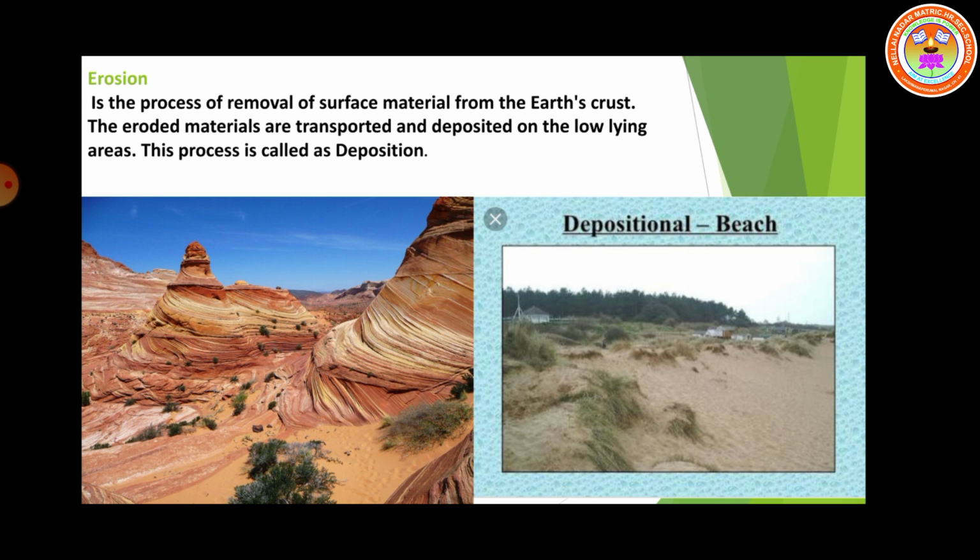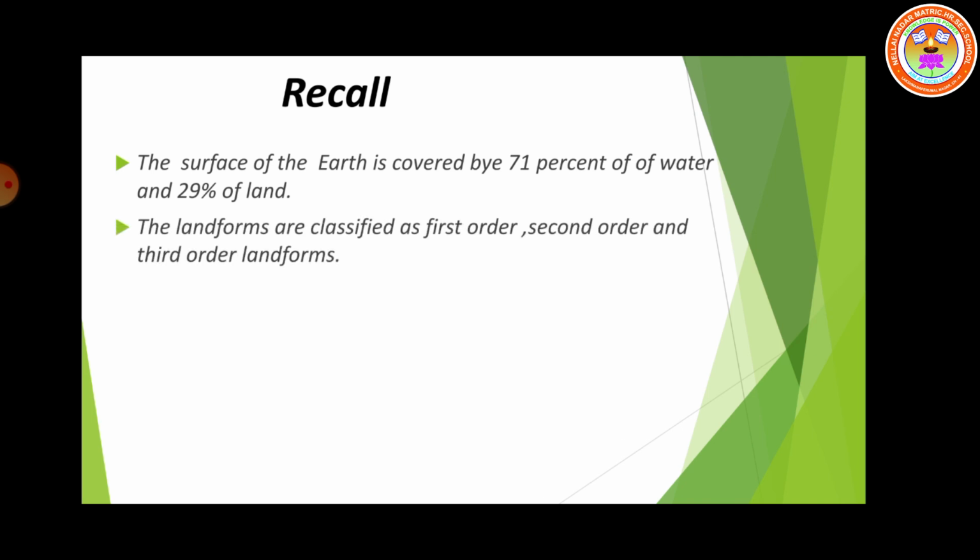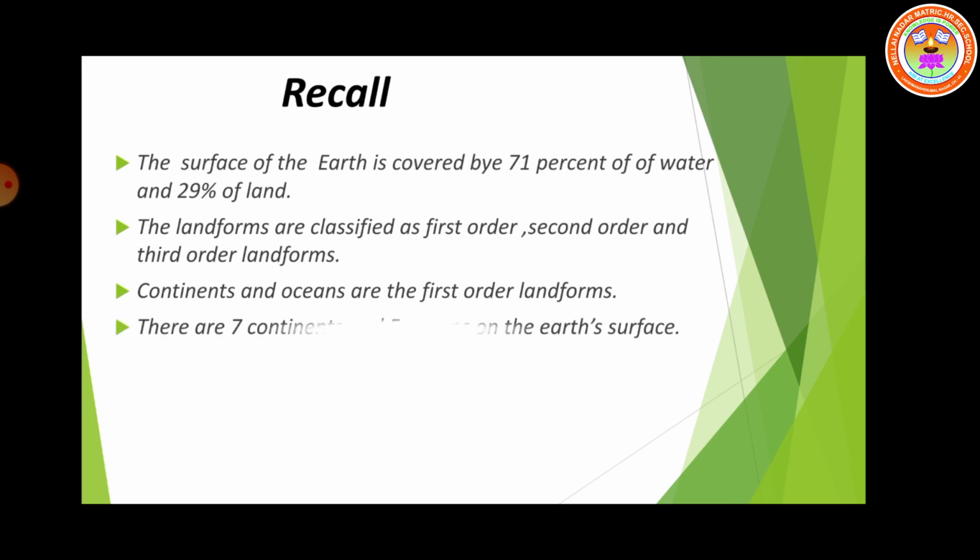Okay, children, now we come to the end of the lesson. Let us recall what we have learned. First, the surface of the earth is covered by 71% water and 29% land. Next, the landforms are classified as first order, second order and third order landforms. Continents and oceans are the first order landforms.